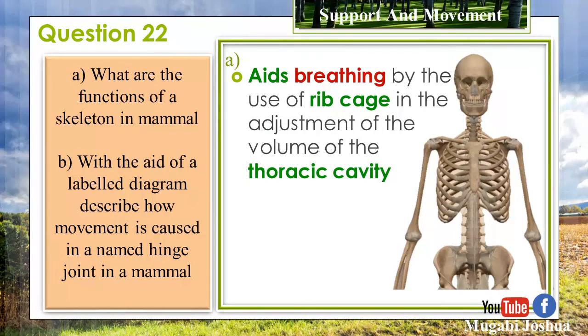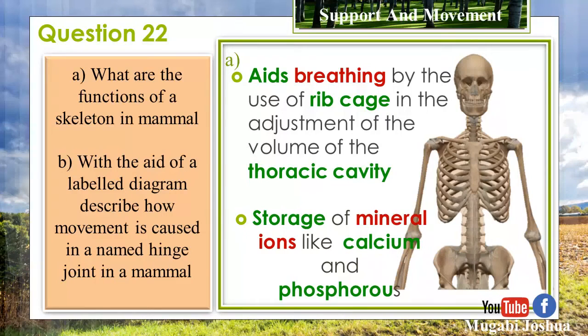Skeletons also aid breathing by the use of the rib cage in the adjustment of the volume of the thoracic cavity. Now we know that when we are breathing, the ribs play a big role in the process of breathing because they are the ones that bring about the changes in pressure and volumes in the lungs and entry of air and the expulsion of air from the body.